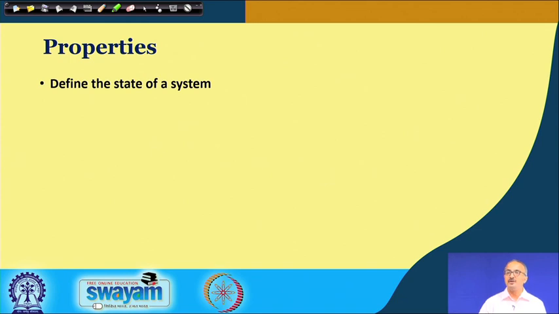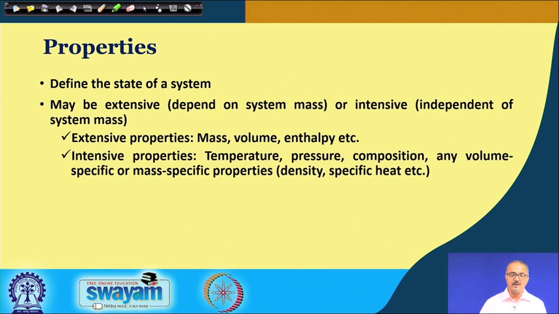Now, let us come to the property. What do we mean by property? We know that properties define a particular system. So, those variables which define the system are the properties. Now, these properties may be extensive or intensive. Extensive properties depend on the mass or amount of the particular system, whereas intensive properties do not depend on the amount of the system.